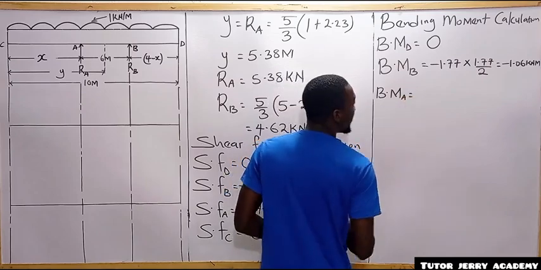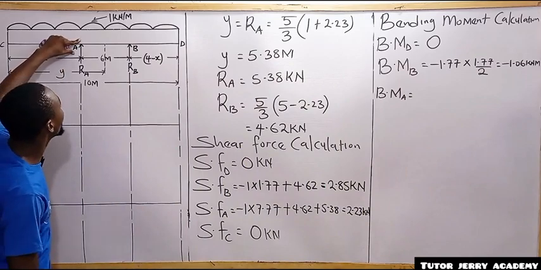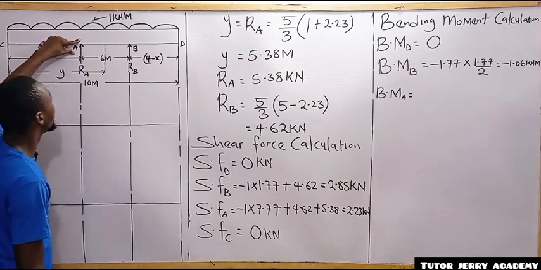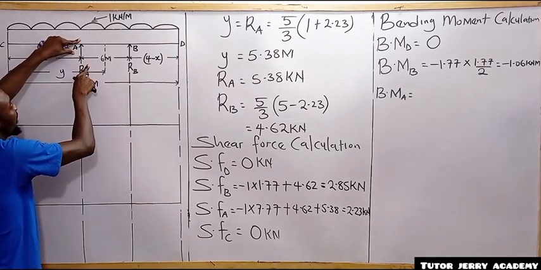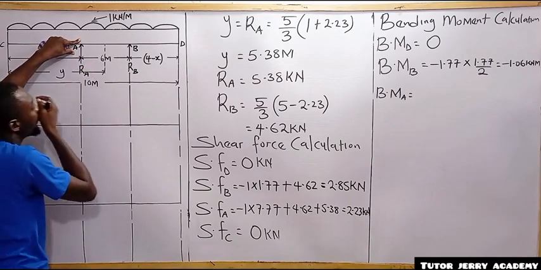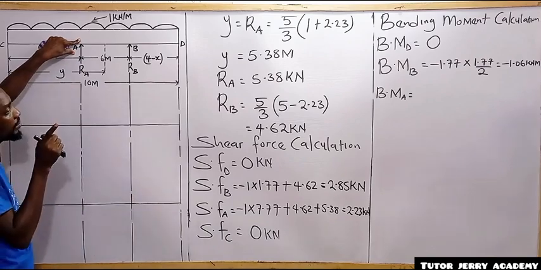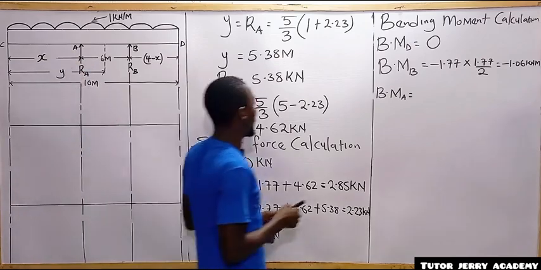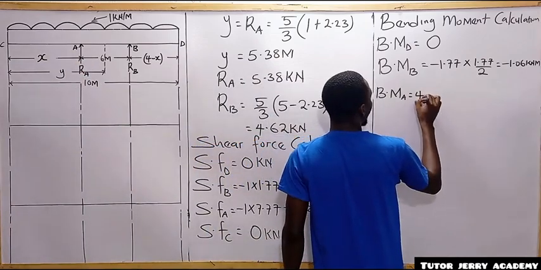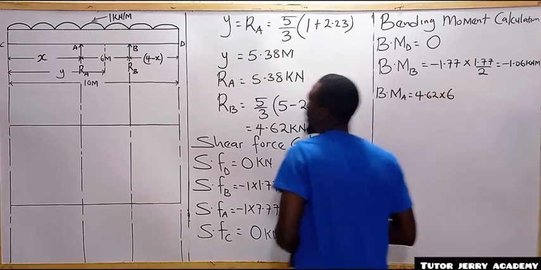All right. So the next one is the bending moment at point A. If you stand at point A here, we are going to have RB multiplied by 6, and our RB is 4.62, right? Then multiply by 6. So we are going to have 4.62 multiplied by 6.